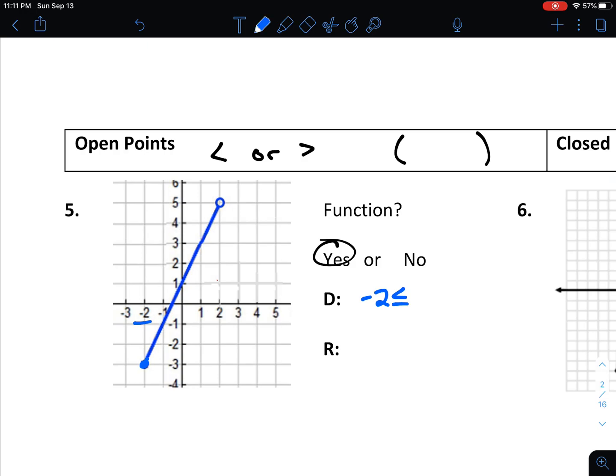On the far right of our graph, we have the point at positive 2, but this time it's an open point, meaning we're going to use a less than sign. And then x in the middle, so x is between negative 2 and 2. If you wanted to use interval notation, you would use a square bracket on the negative 2 since it's included, and a parentheses on the positive 2 because it's an open point and is not included.